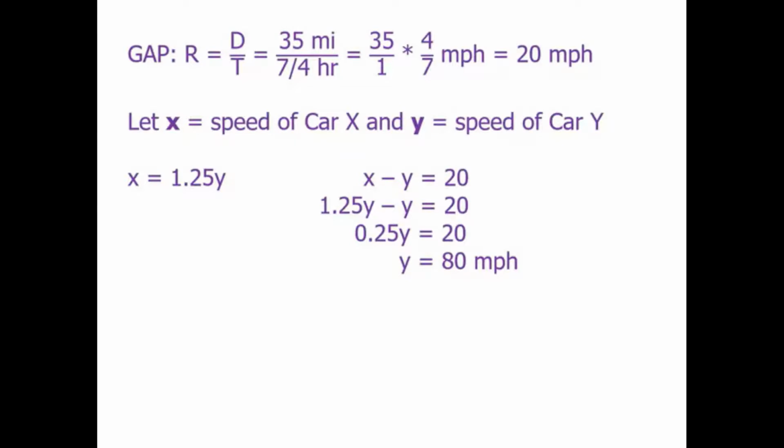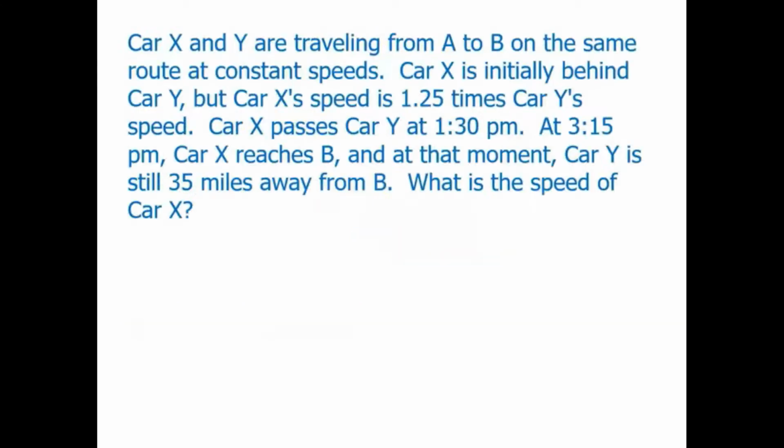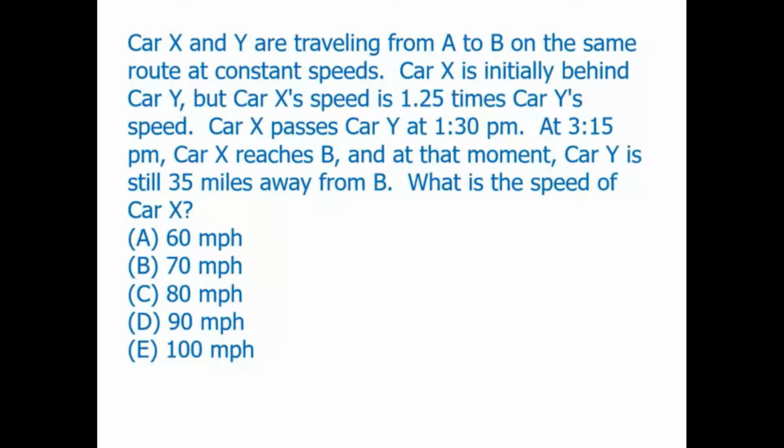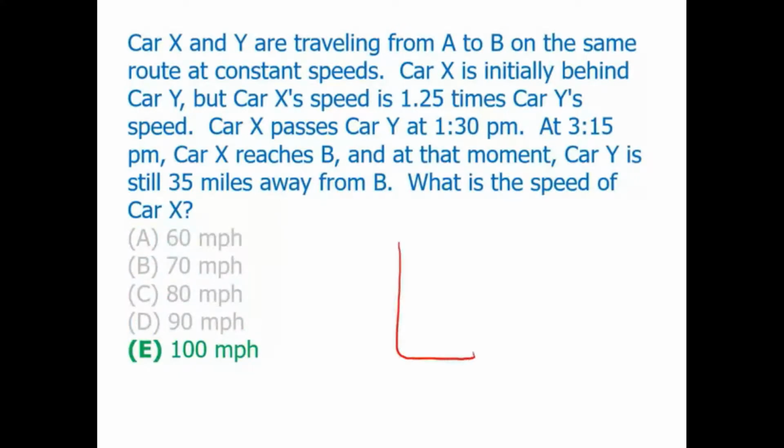So the speed of car Y is 80 miles an hour. Well, car X is going faster than car Y, so car X is going 100 miles an hour. These are two very fast cars. We don't know where this is. They probably both will get speeding tickets. But car X is going 100 miles an hour. That is, in fact, the answer. So we go back to the answers, and we select 100 miles an hour, answer choice E.